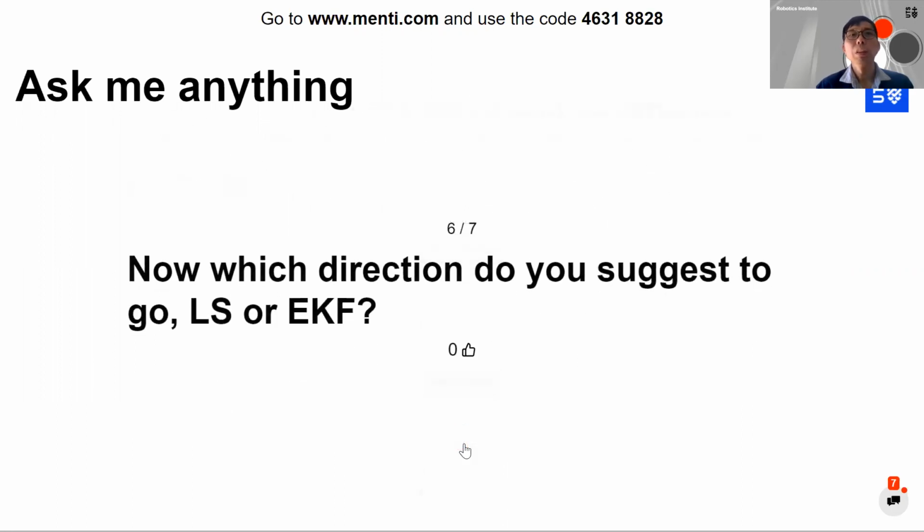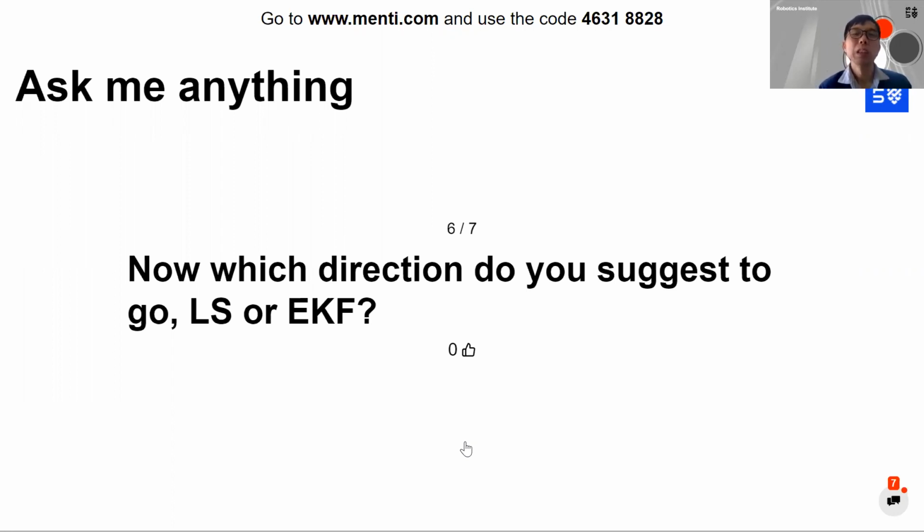Now, which direction do you suggest to go, least square or EKF? Okay, we had been thinking EKF is not useful for maybe 10 years. That's why we didn't really do much on EKF SLAM. But then when we realized there's the invariant EKF from 2016-17, we feel EKF SLAM is also good.